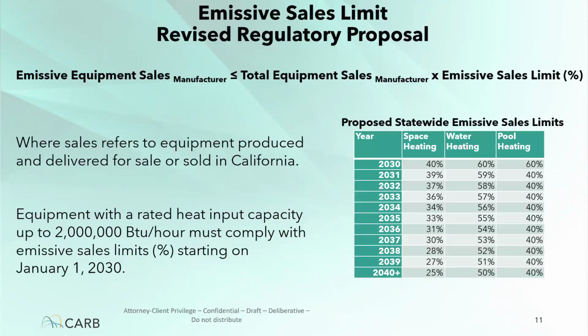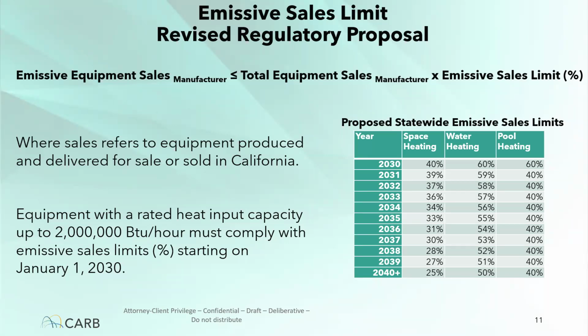Okay, so here's a look at the proposed emissive limits. Beginning in 2030, equipment with a rated heat input capacity up to 2 million British thermal units, or BTUs, per hour must comply with the emissive sales limits. Starting in 2030, the emissive sales would be limited to a maximum of 40% for space heaters, 60% for water heaters, and 60% for pool heaters. And by 2040, these emissive limits would tighten to 25% for space heaters, 50% for water heaters, and about 40% for pool heaters.